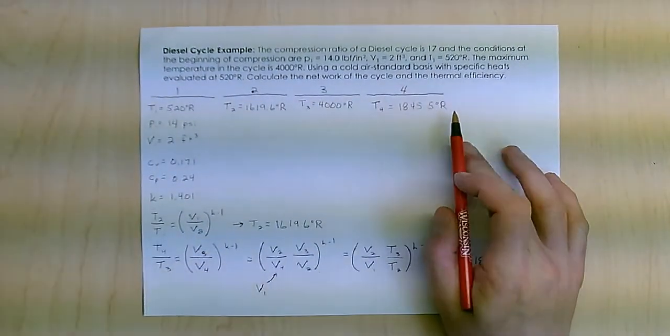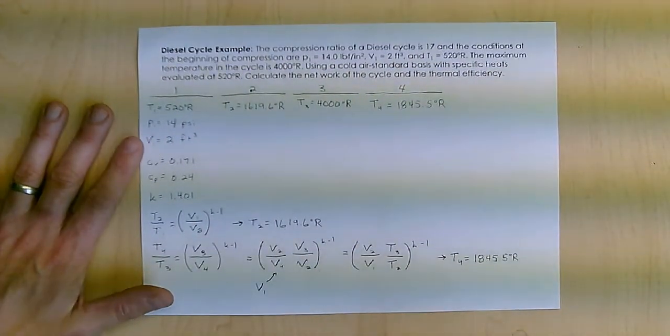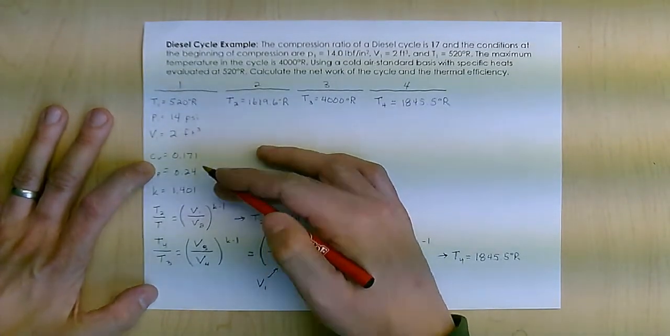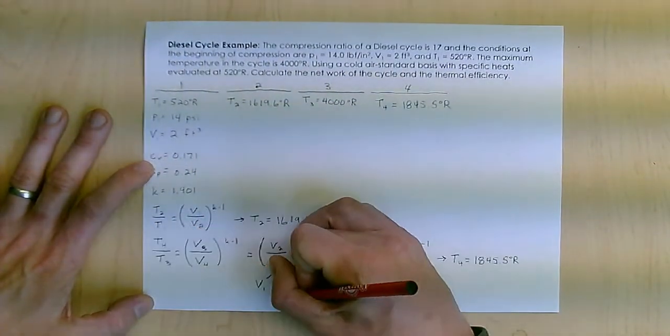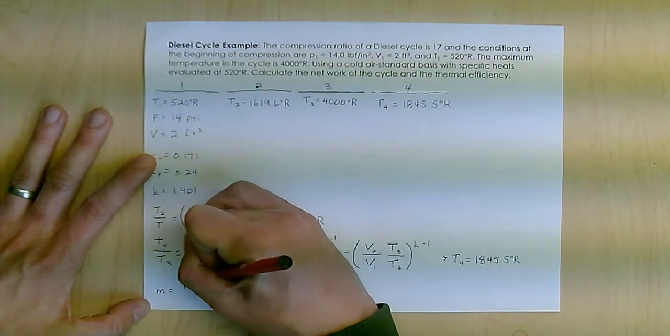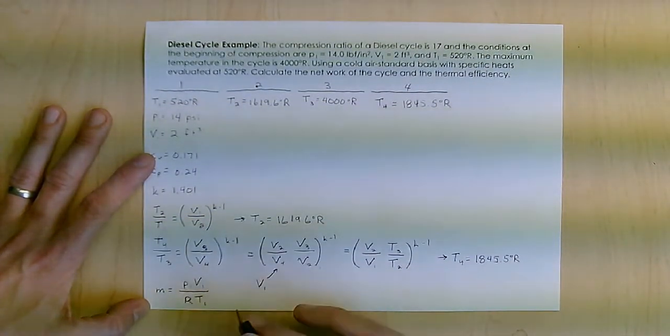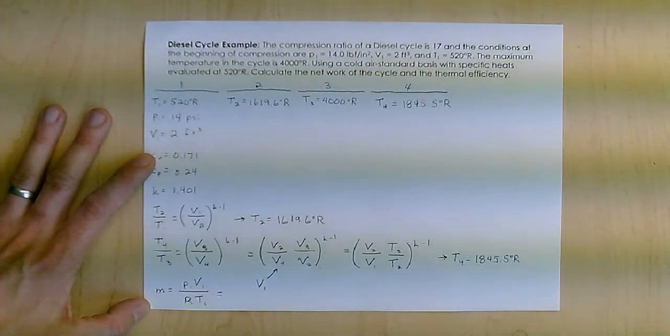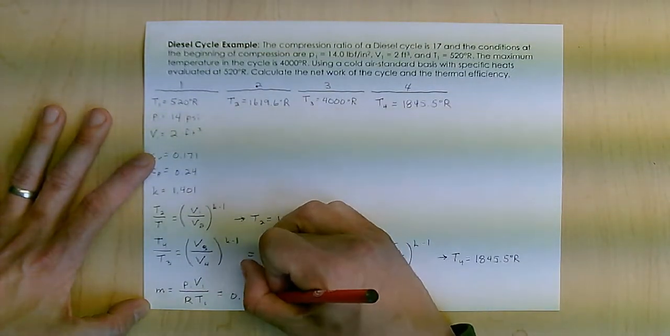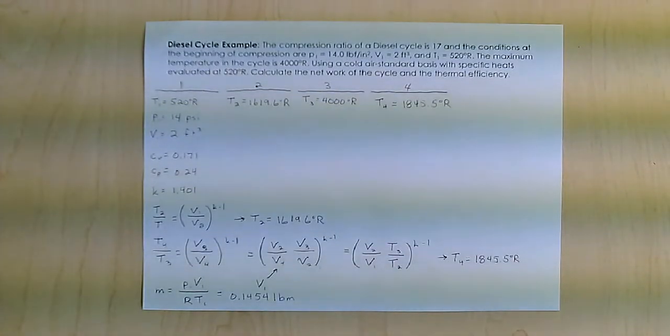Okay. Now, to calculate the work of the cycle, first I need to find the mass of the cycle, because again, these are all in specific terms. So I can easily find the mass just because I know state 1. I can use P1 V1 over R T1, and again, I know everything here. So I can calculate my mass, and my mass comes out to be 0.1454 pounds mass.